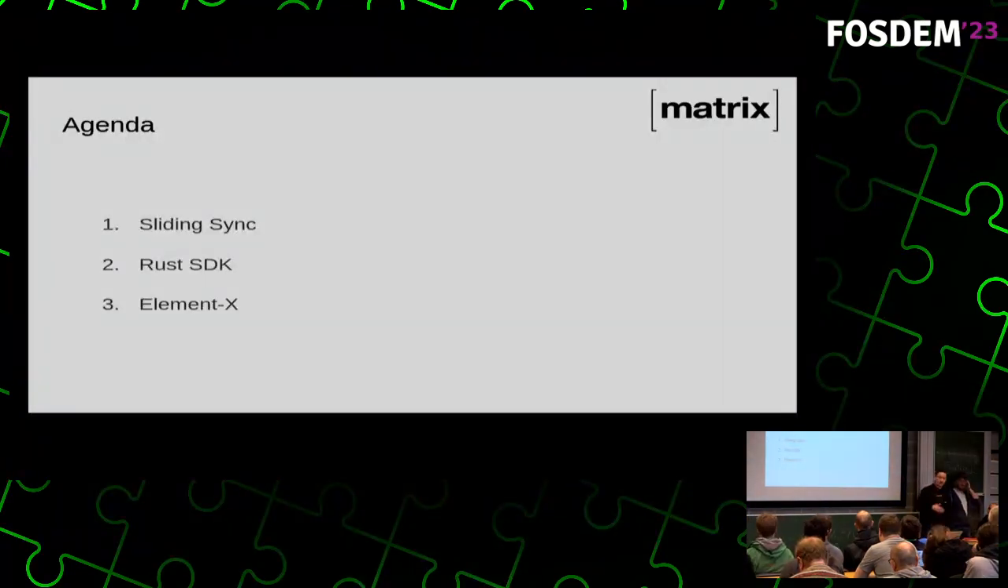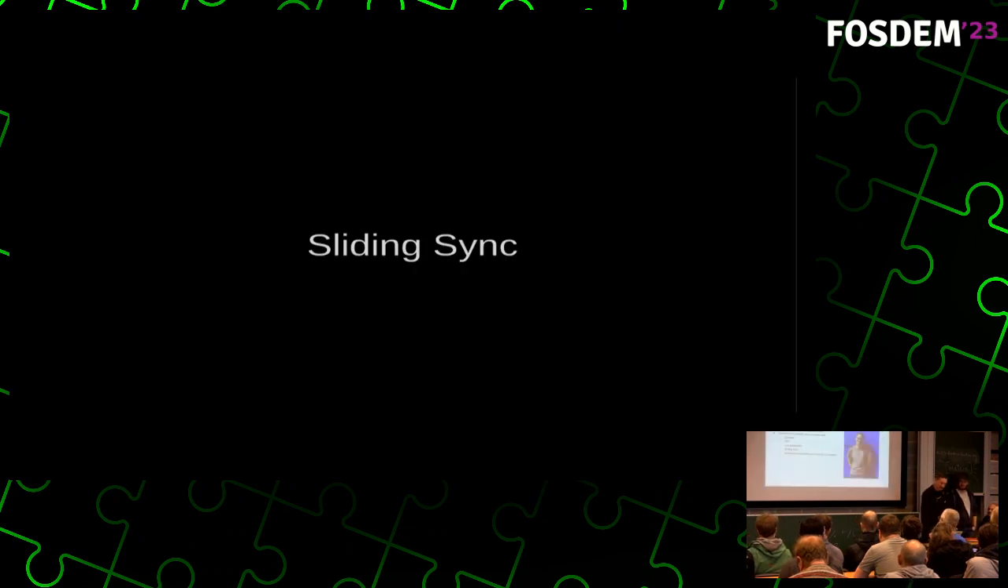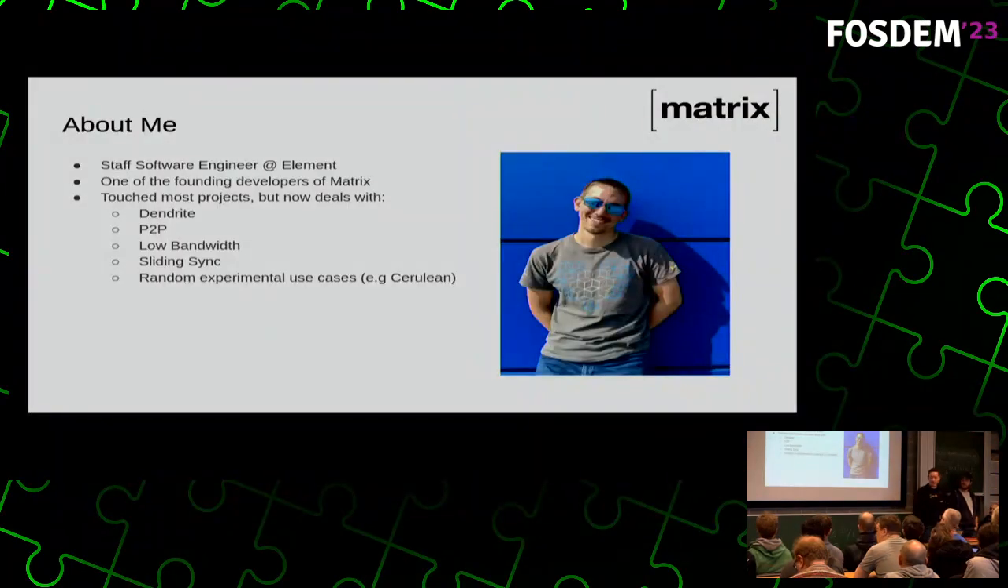So first of all, my name is Keegan. I'm going to be talking about sliding sync. And then you've got Ben going to be talking about the Rust SDK, and then Mara about Element X. So first of all, sliding sync, and a bit about myself. I'm a staff software engineer at Element. And I've worked on many different projects over the years, and more recently working on things like Dendrite and peer-to-peer and sliding sync. But first of all, what even is sliding sync?